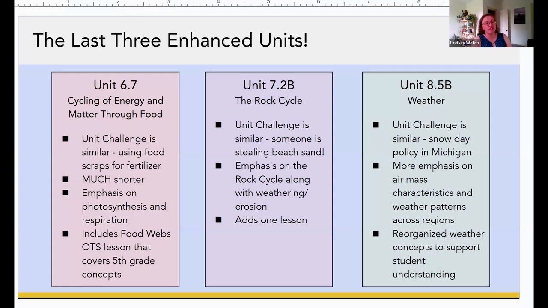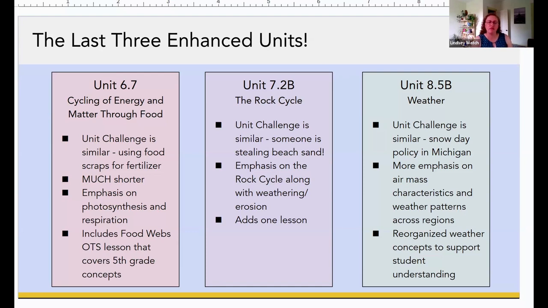And then 7-2B is the rock cycle. That is a similar unit challenge to the original version. This beach sand is disappearing. Someone thinks it's being stolen. The other group says no. And so students have to collect evidence to prove what's really going on with the sand.